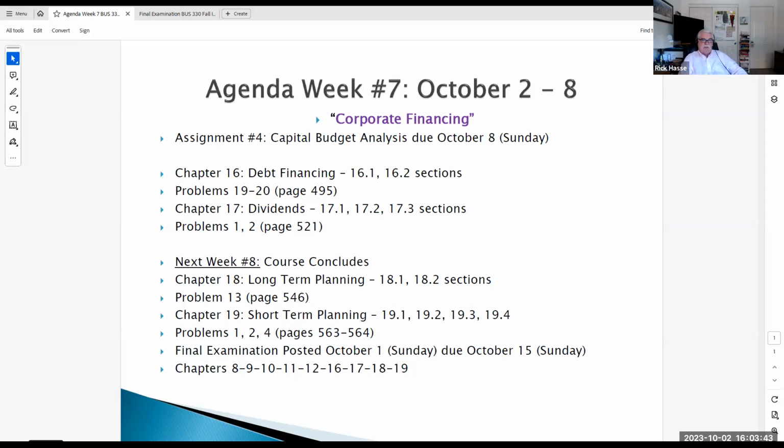In that, you have to calculate the weighted average cost of capital, the net cash flow, and the investment return analysis, and then answer some questions concerning that analysis in a brief 1 to 2 page paper. That's what you're doing this week.